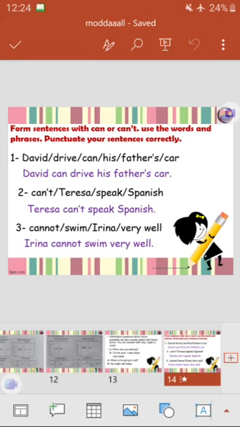Number 2, again, we start with the subject, Teresa, then the modal verb can't, then the base form of the verb, which is speak. So it will be, Teresa can't speak Spanish. Number 3, we will start with the subject again, which is Irina, then the modal verb, which is cannot, then the base form of the verb, which is swim, then the rest of the sentence. So it will be, Irina cannot swim very well.